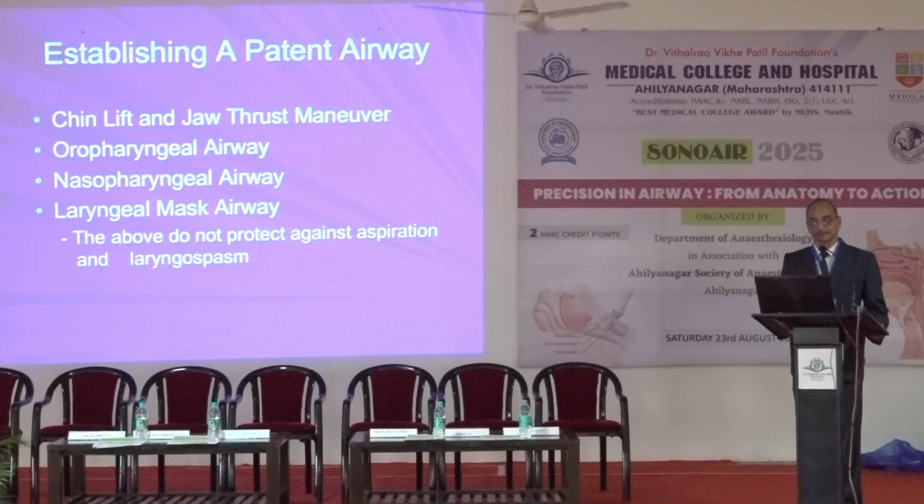Now coming to establishing a patent airway. Well, I just mentioned to you about the manual maneuvers. You have the chin lift and the jaw thrust maneuver, that is the Rubens maneuver and the Esmarch maneuver. And then you have the triple airway maneuver, which is head tilt, chin lift and the jaw thrust. Then you can establish a patent airway with an oropharyngeal airway, a nasopharyngeal airway, and then the laryngeal mask airway. The above do not protect against aspiration and laryngospasm.